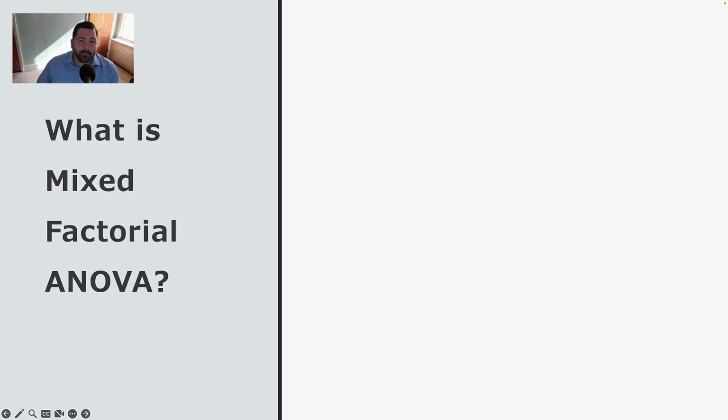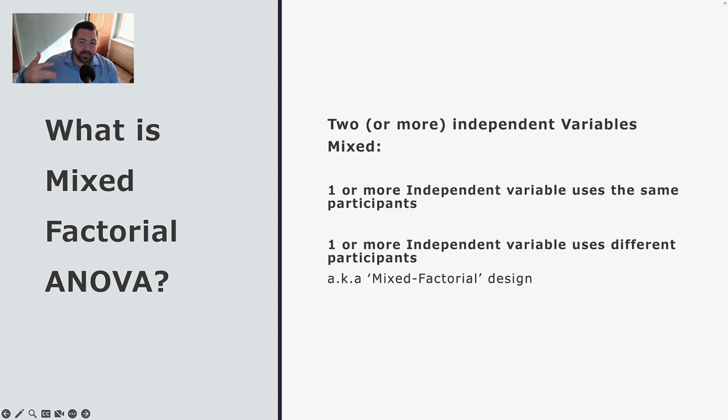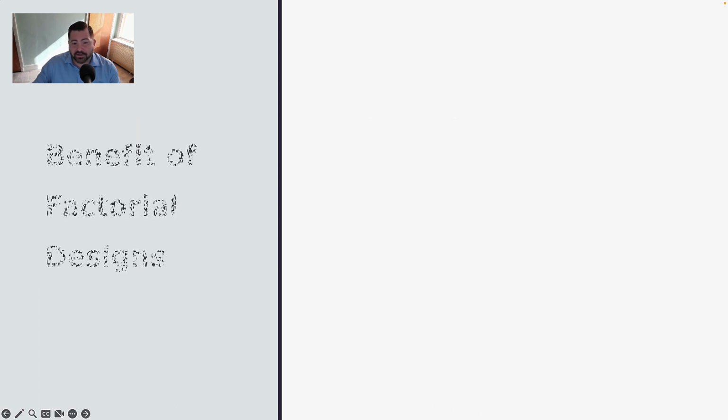So when we talk about mixed factorial ANOVAs, we're talking about two or more independent variables, where one or more of the independent variables is independent groups, and one or more of the variables is repeated measures.